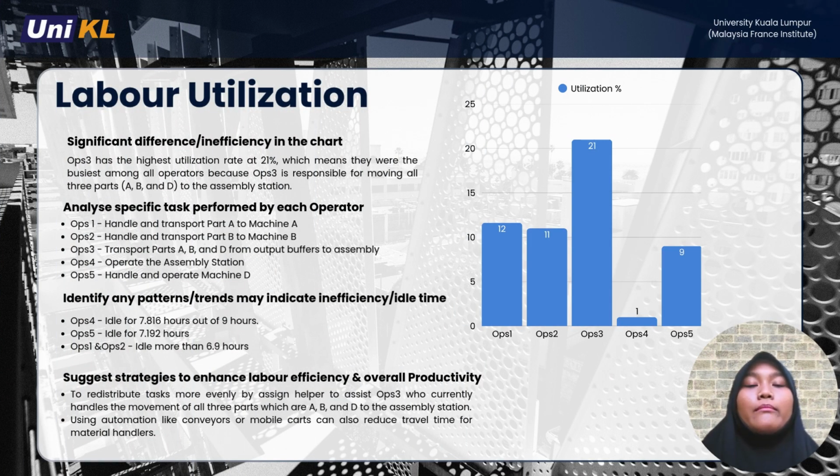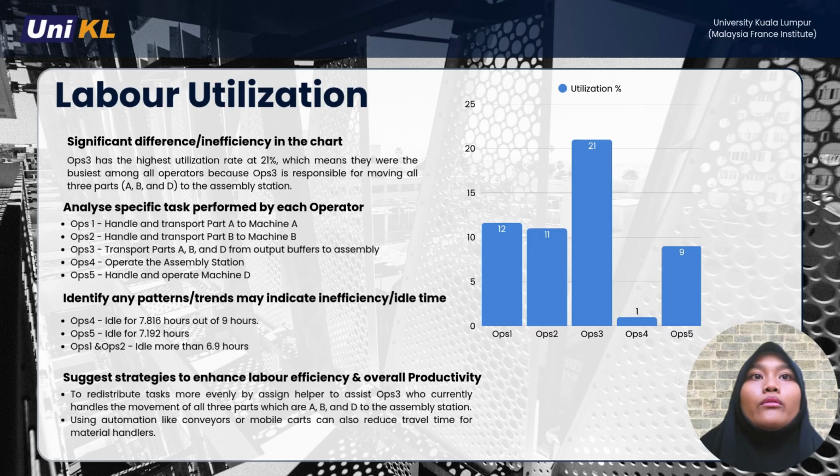Okay, now we move on to the labor utilization slide. As we can see from the chart here, it shows the utilization chart for the operators. Here we can see a significant difference in the chart, which is operator 3 has the highest utilization rate at 21%, making them the busiest operator. This is because operator 3 is responsible for transporting parts from machines A, B, and D to the assembly station. In comparison, operator 4, who operates the assembly station, only shows a 1% utilization rate, meaning that they are idle most of the time.